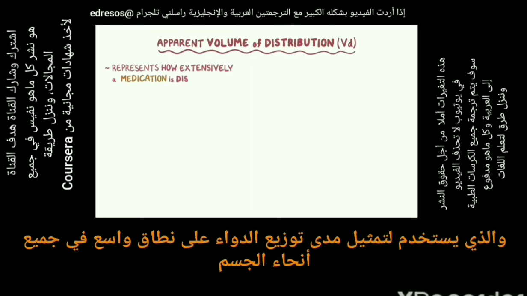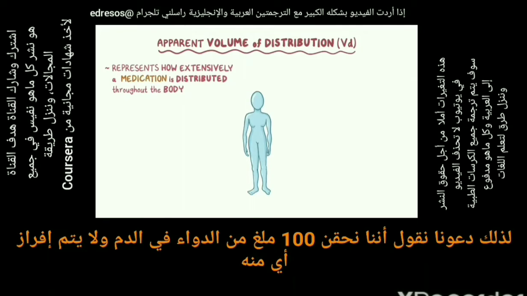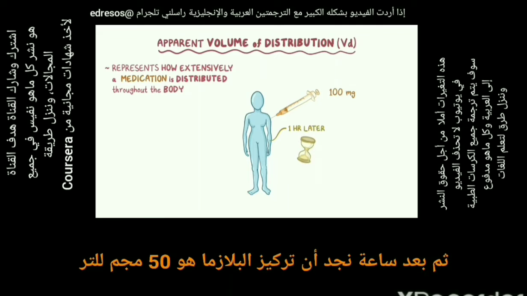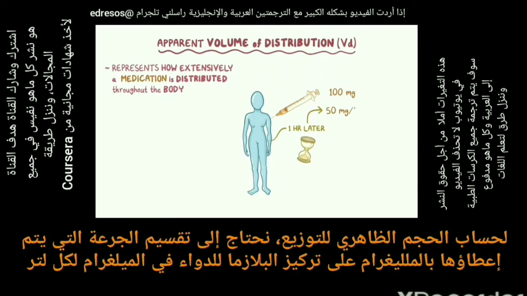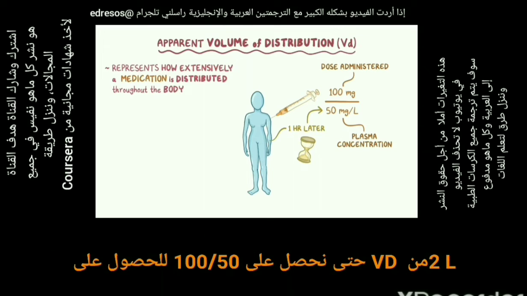Finally, an important concept to remember is the apparent volume of distribution, or VD, of a medication, which is used to represent how extensively a medication is distributed throughout the body. So let's say we inject 100 milligrams of a medication into the blood, and none of it is excreted. Then, an hour later, we find the plasma concentration is 50 milligrams per liter. To calculate the apparent volume of distribution, we need to divide the dose administered, in milligrams, by the plasma concentration of the medication, in milligrams per liter. So we get 100 divided by 50 to get a VD of 2 liters.